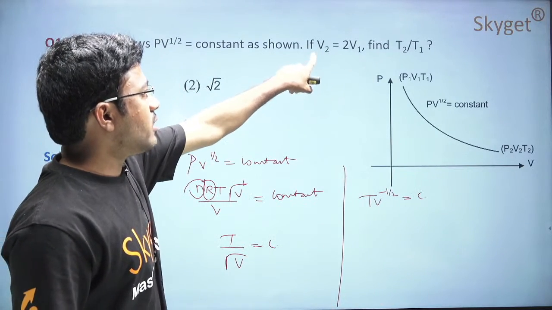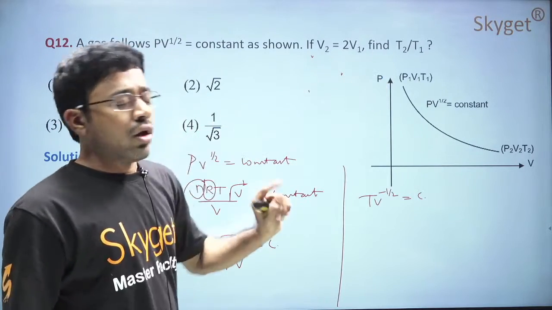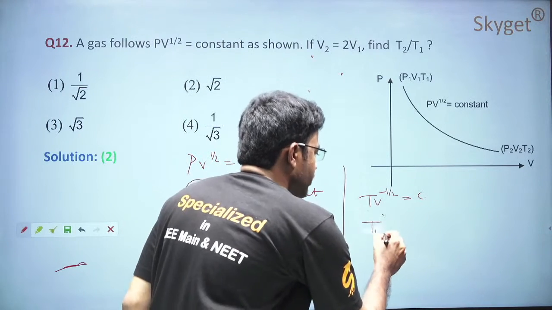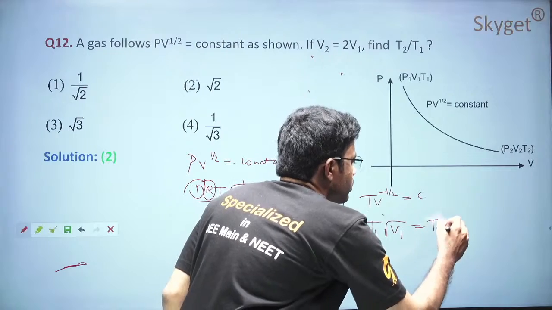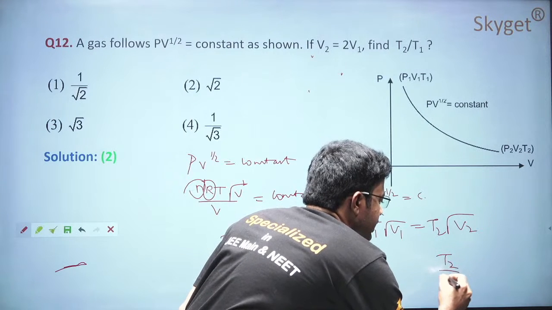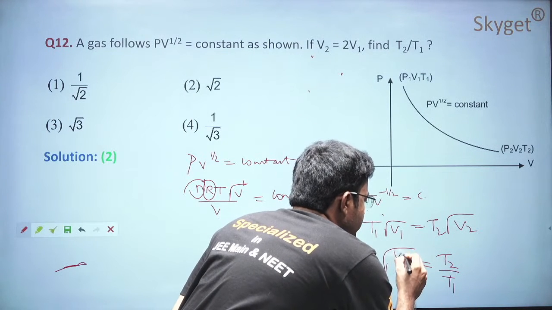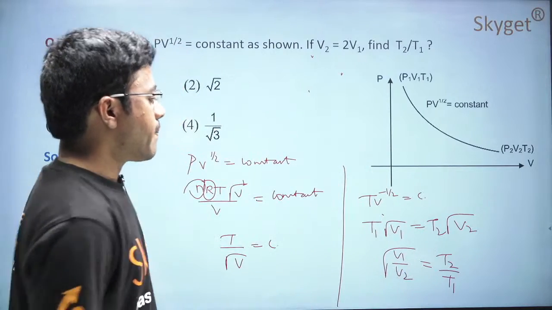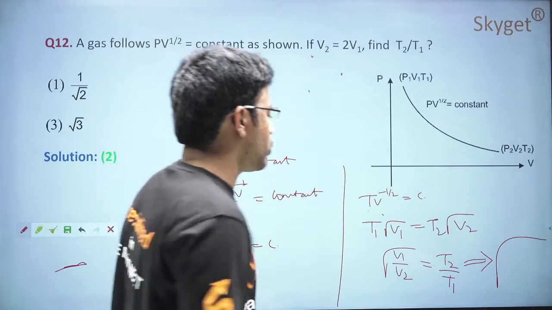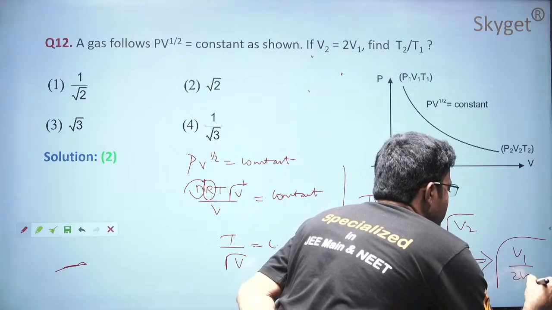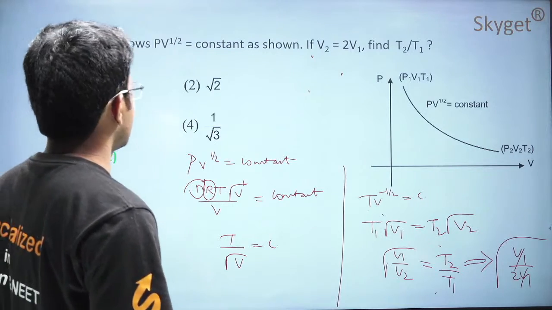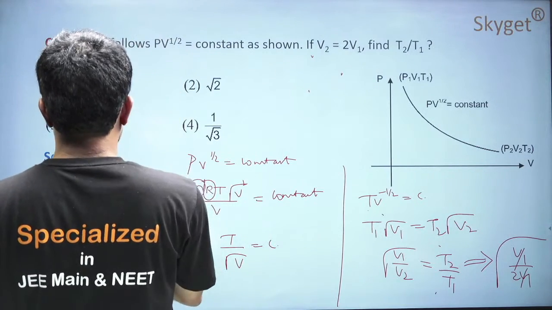He has given the values of V and he is asking the values of T. Now you have the relation between T and V. From this you can write T1 root over V1 is equal to T2 root over V2. As he is asking the ratio of T2 by T1, T2 by T1 is equal to root over V1 by V2. As V2 is equal to 2V1, V1 by 2V1, these both get cancelled, so T2 by T1 is equal to 1 by root 2. So that is option 1.